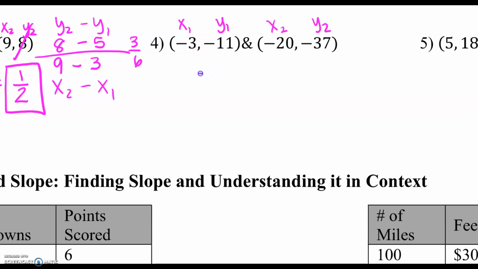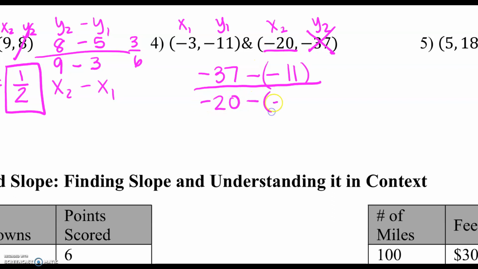So I'm going to start it as negative 37 minus y1, negative 11. Excuse me, minus. Oops. Okay, then we have over. I started with this one, so I start with negative 20, negative 20 minus negative 3. Here I have the double negative, so this changes to plus. This one changes to plus. So it's really negative 37 plus 11.